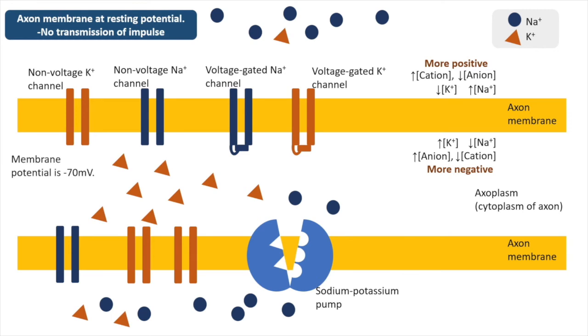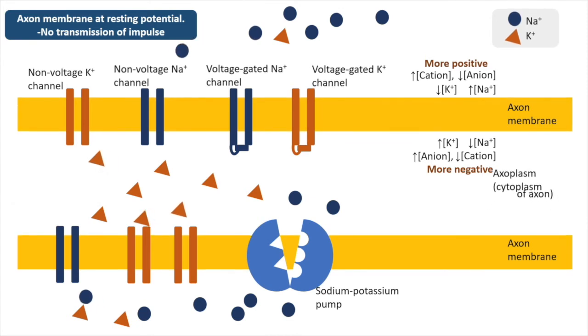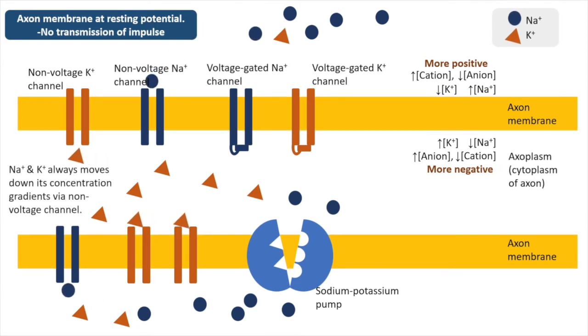During resting potential, the inside of the neuron is more negative than the outside of the neuron. This is due to the presence of large anions inside the axon. And also, the axon membrane is more permeable to potassium ions than sodium ions. Potassium ions and sodium ions play an essential role in the formation of the resting potential.